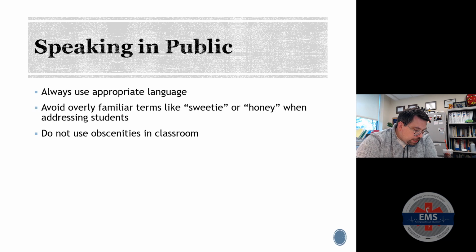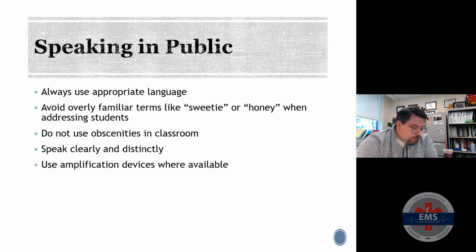We also want to make sure that you are dressed appropriately, that you're speaking clearly and distinctly. We know that when you're in a larger area, being able to use audio recording equipment to help you amplify your voice if necessary, or for recording, those are all important.